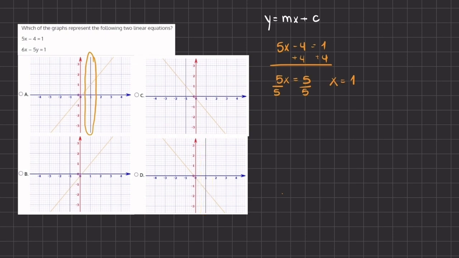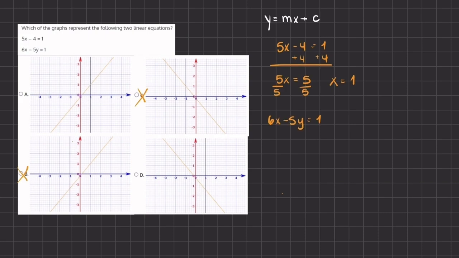And therefore, we can cancel out answers C and B, which have the opposite x value. They have x at -1. All right, so now that we know our first linear function, how it appears on the graph, let's move on to our next linear function, which is 6x minus 5y equals 1.